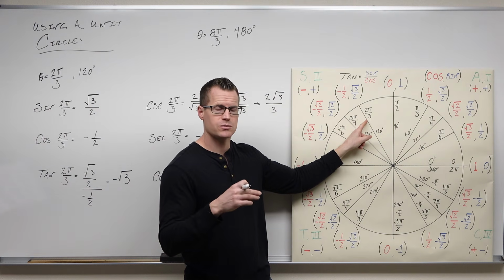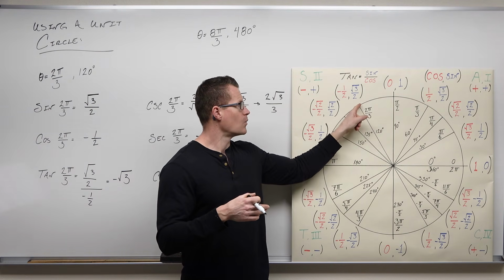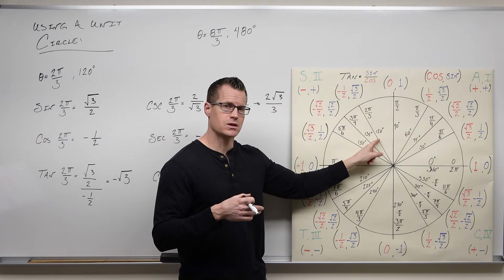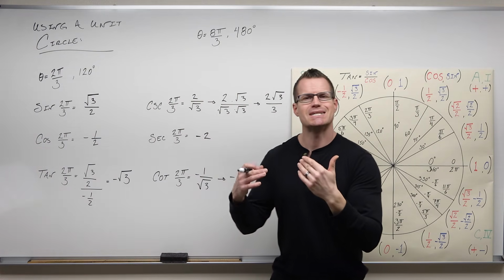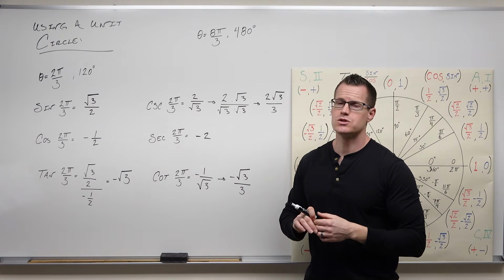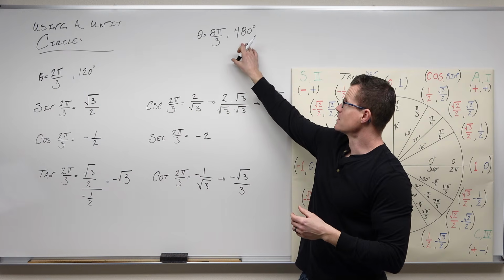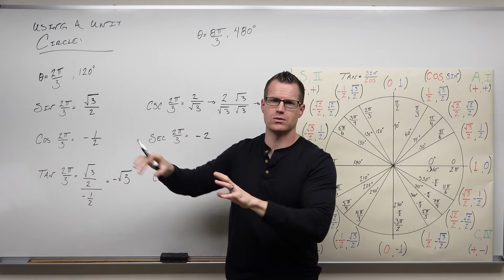Take 480, subtract 360. You're going to get 120. The sine, cosine, tangent, cosecant, secant, and cotangent of 8 pi over 3 is going to be identical to the sine, cosine, tangent, and the reciprocal functions of 2 pi over 3. The 480 degrees works out the same exact trig functions as 120 degrees does.